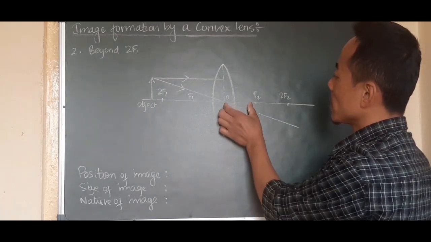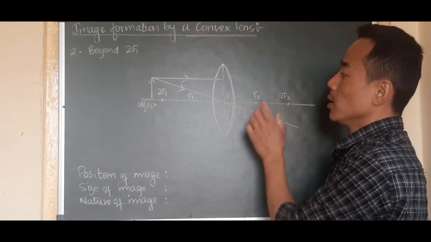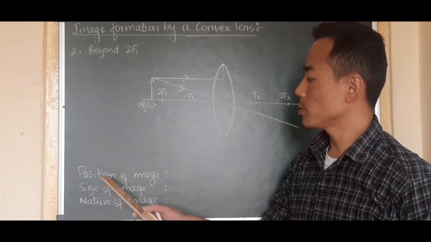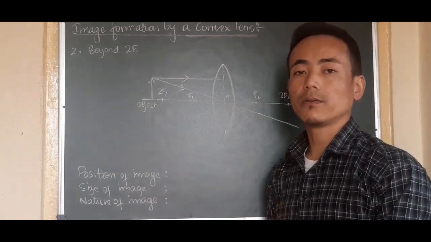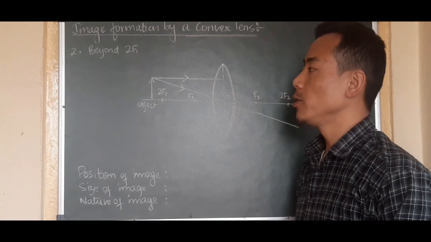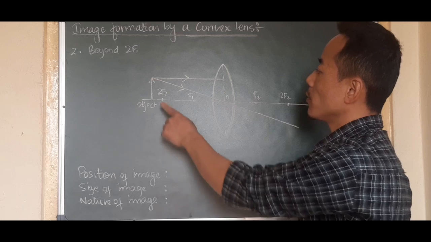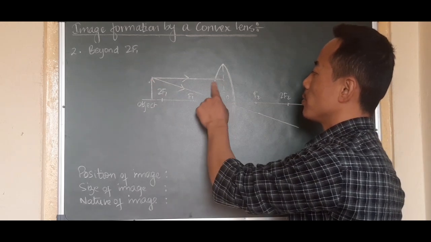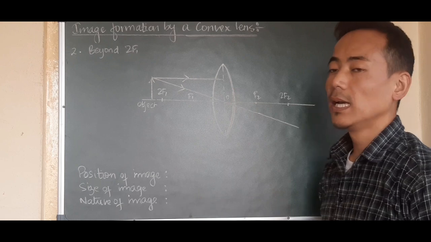Similarly on the right hand side also, this is f2, double of that will be twice of f2. So here we have to find out the position, size and nature of the image when our object is beyond twice of f1. Here again we will be using two rules. The first incident ray that we will take is parallel to the principal axis, and the second incident ray we will take passing through the optical center.